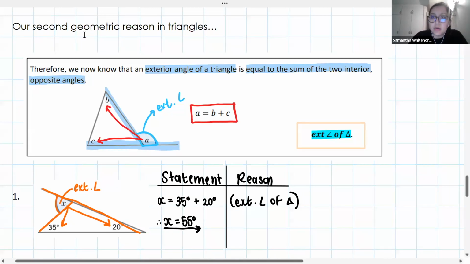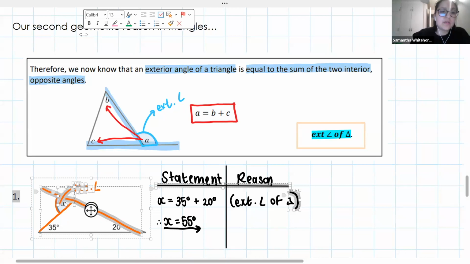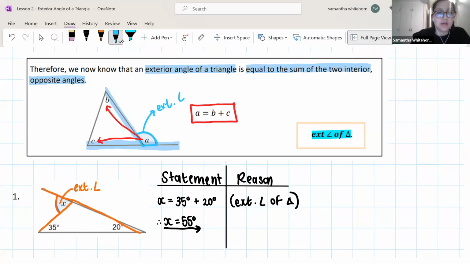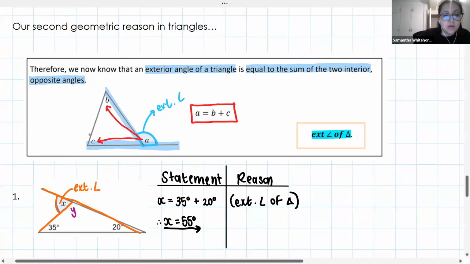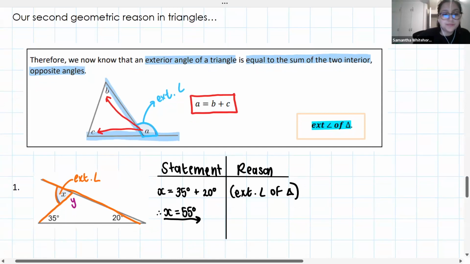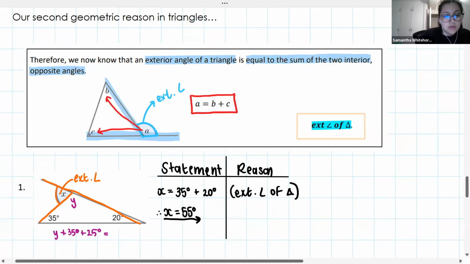Now, guys, this is certainly not the only way to do this question. I'm also going to show you the slightly longer way just to prove to you that it is actually 55 degrees. I wouldn't stress about writing this down if you don't want to. Another way we could have done it is we could have found, let's call this angle Y, using angles in a triangle. So angle Y plus 35 plus 25 equals 180 because of our sum of angles in a triangle.